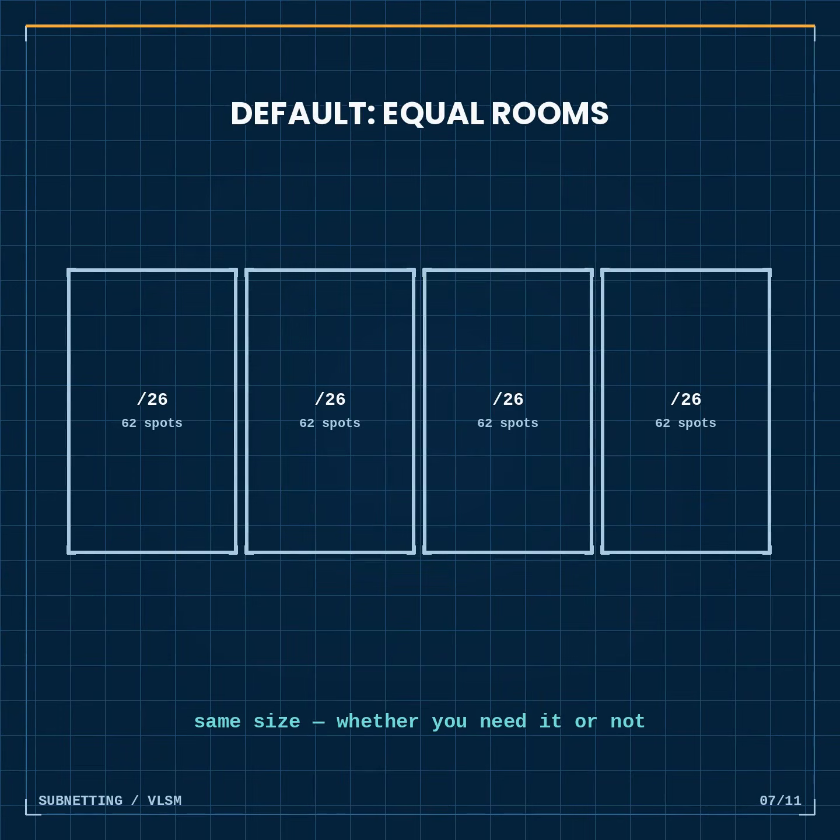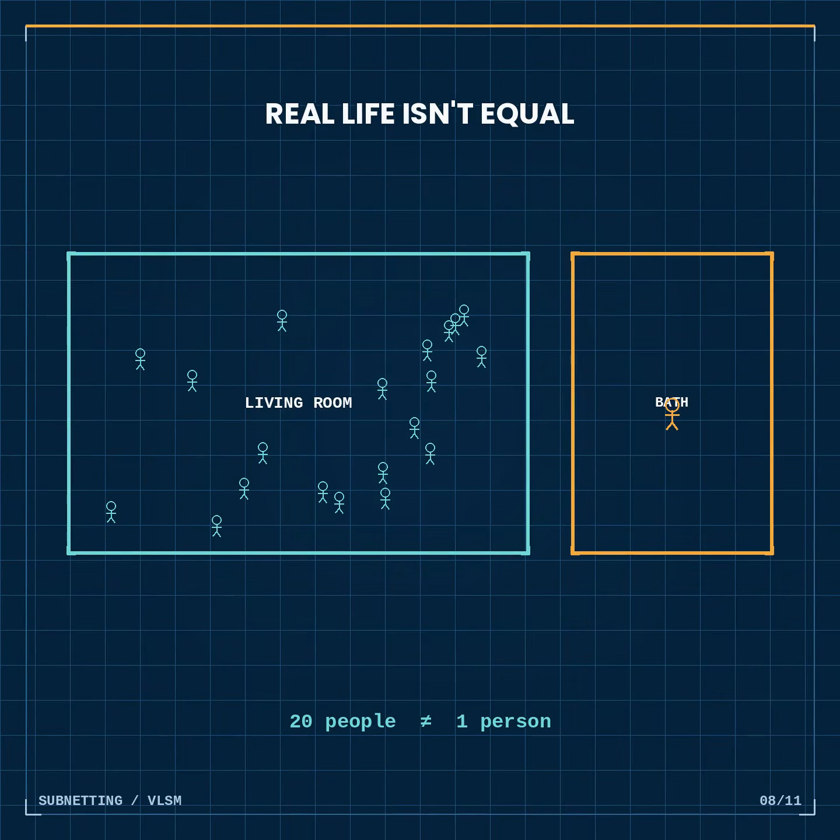Now here's the catch with basic subnetting. By default, every room comes out the same size. Split your land into 4 subnets, and you get 4 equally sized rooms, say, 62 spots each, whether you need them or not. But real life doesn't work that way.